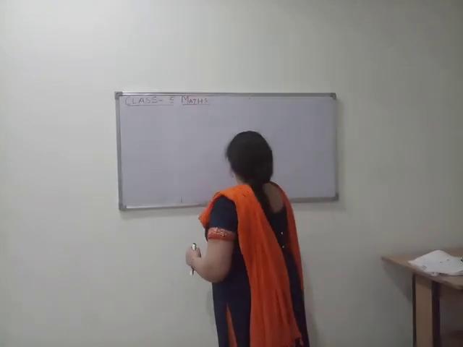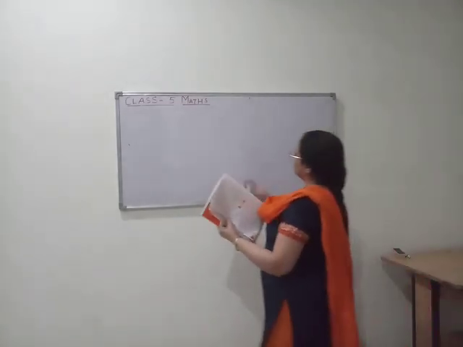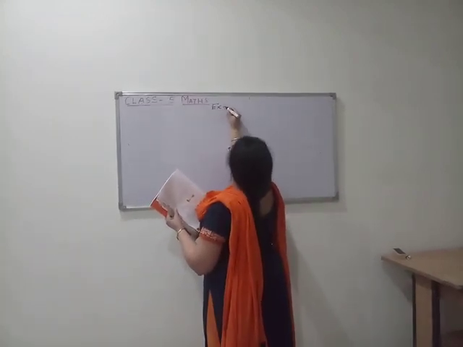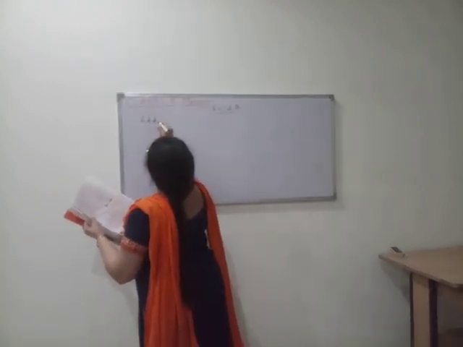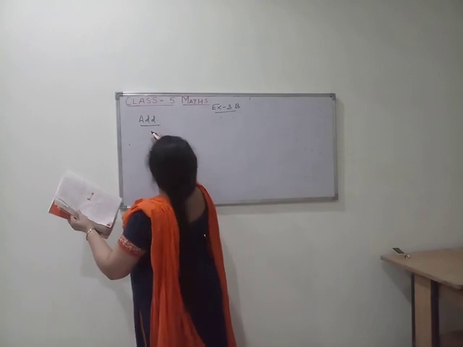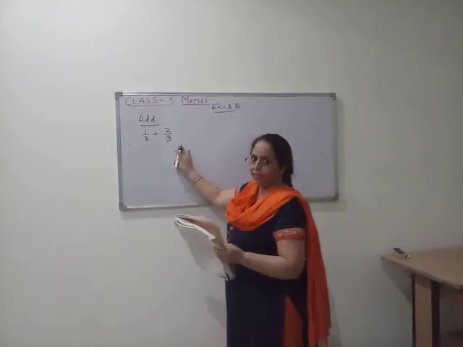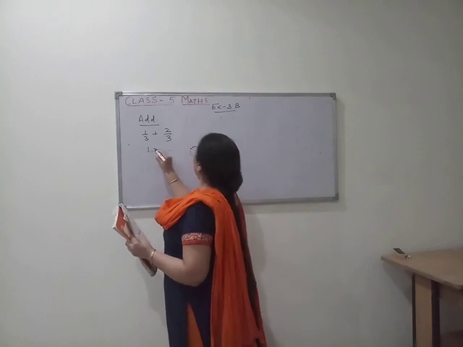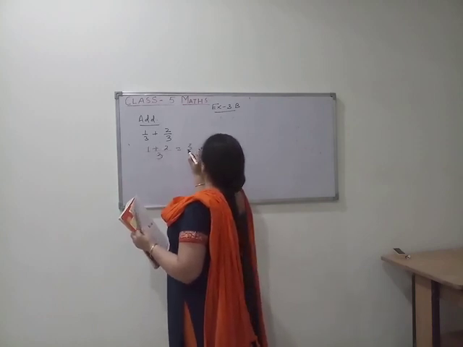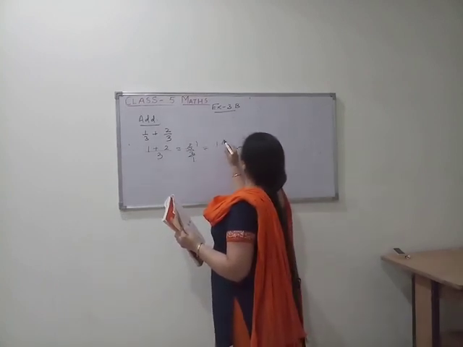Now, let me tell you some questions regarding the addition of fractions. Exercise 3B, that is add. In this we have the first question, 1 upon 3 plus 2 upon 3. Here, if the denominators are the same, the LCM will be 3 only. We add the numerators, and we will get 3 upon 3, and we cut it by 3, 3 ones are 3, and we will get 1 as the answer.